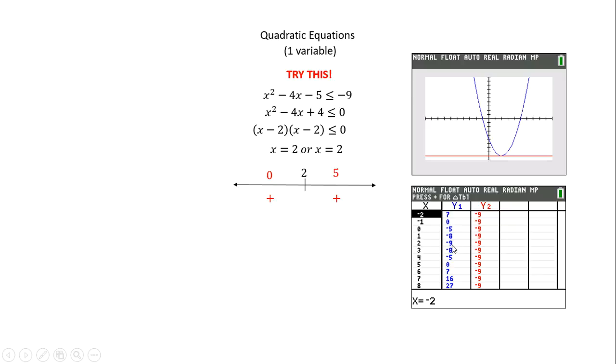That's going to be the lowest point, which means that the only time this will work is when x equals 2. X equals 2 is the only time that it'll be less than or equal to 0, or less than or equal to negative 9, depending on which equation you're looking at. So we get x equals 2. If it was greater than or equal to negative 9, it would be everywhere. It would be all real numbers. So when the vertex hits, it'll generally be an all or nothing type thing. And so just be aware of that.